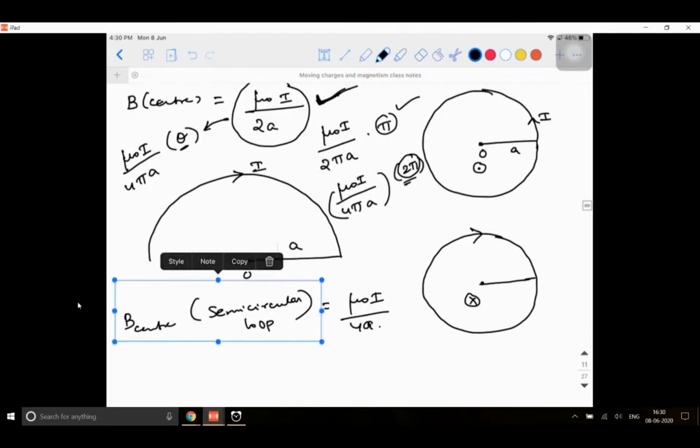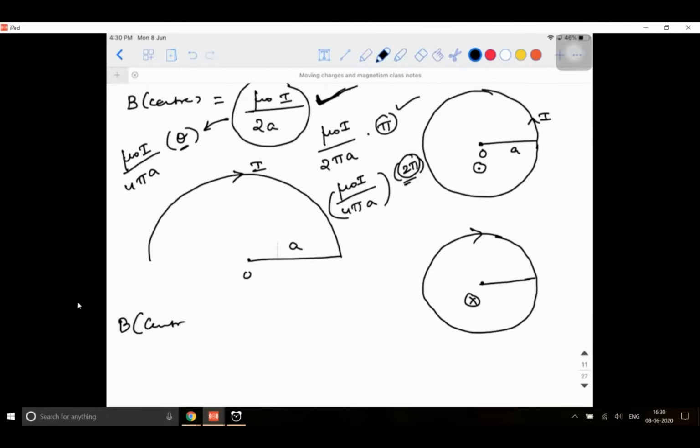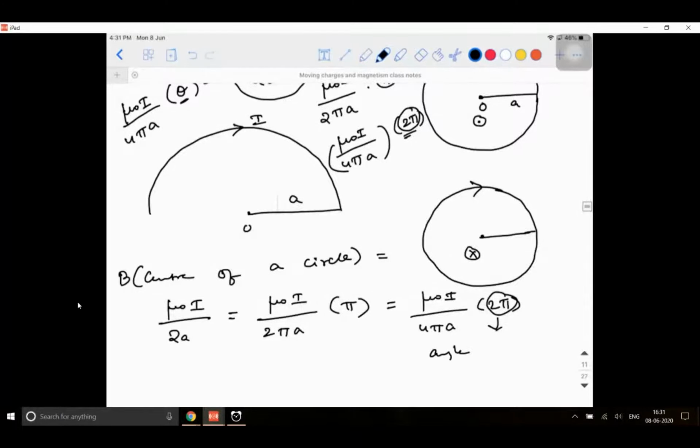So what I'm trying to say is, I've actually manipulated the formula. Now I'll write the steps clearly. Please make a note. Magnetic field at the center of a circle is equal to mu naught I divided by 2a. This can also be written as mu naught I divided by 2 pi a into pi. This can also be written as mu naught I by 4 pi a into 2 pi. This 2 pi represents the angle at the center of the circle.